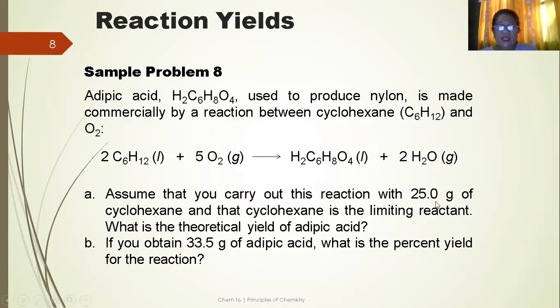The given here is 33.5 grams, which is the actual yield. Therefore, what we have here is actual over theoretical, right? Because what we had solved is the theoretical. That is 33.5 divided by 21.73. It is 154.16, so the percentage yield is more than 100.